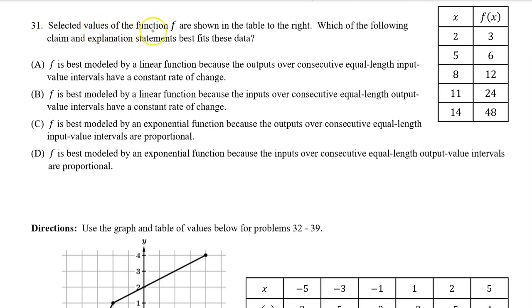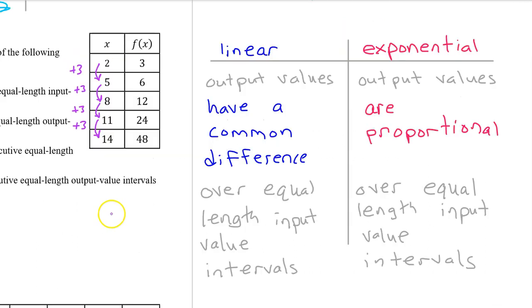31. Selected values of the function f are shown in the table to the right. Which of the following claim and explanation statements best fits these data? We know that f of x will be linear if the output values have a common difference over equal length input value intervals. And f of x will be exponential if output values are proportional over equal length input value intervals. We do have equal length input value intervals.